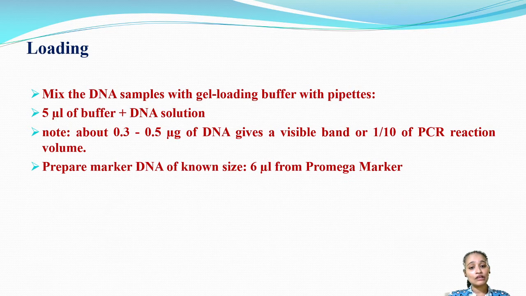Prepare marker DNA of known sizes, that is 6 microliter from Promega marker. You can take a standard ready-made molecular marker to know your PCR product size, and also you can prepare a DNA of your own, of known size.